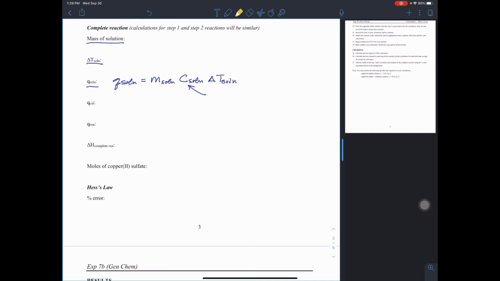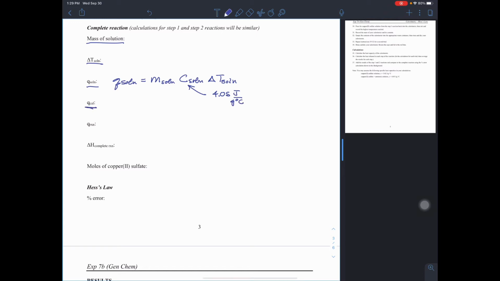So in this complete reaction, we took the ammonia and some water and put them in the calorimeter, and then we added copper sulfate. So in this complete reaction, we have copper sulfate and ammonia. So we want to use the heat capacity for copper sulfate and ammonia, which is the 4.05 joules per gram degree Celsius.